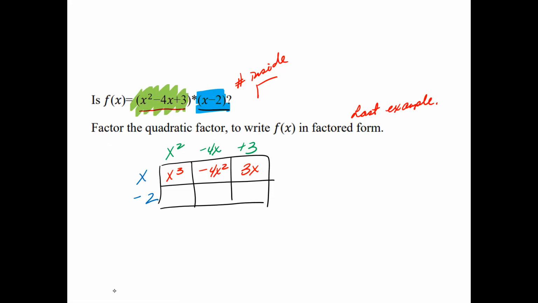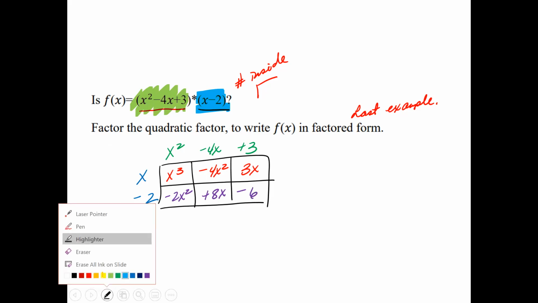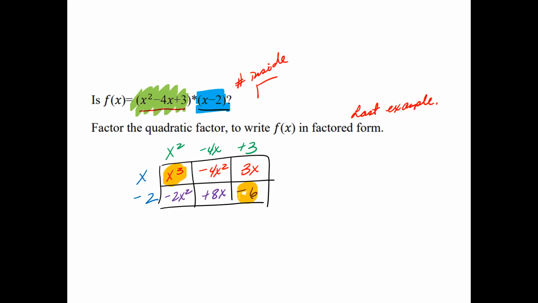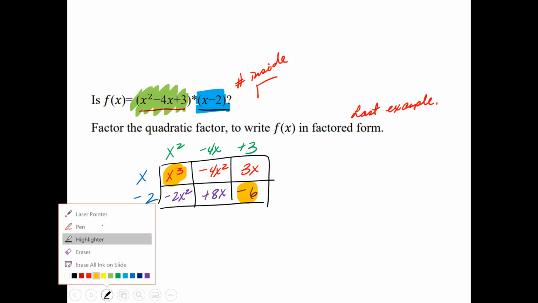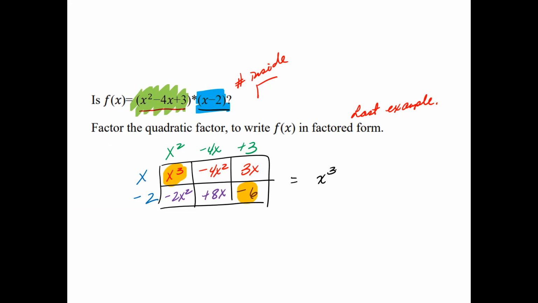Okay, so when you fill out the second part of this, you should have negative 2x squared, positive 8x, and then negative 6. Okay, so here's your first and last answer. It's always the upper left and bottom right corner. So your answer here is x cubed, minus 6. That's your first and last answer.